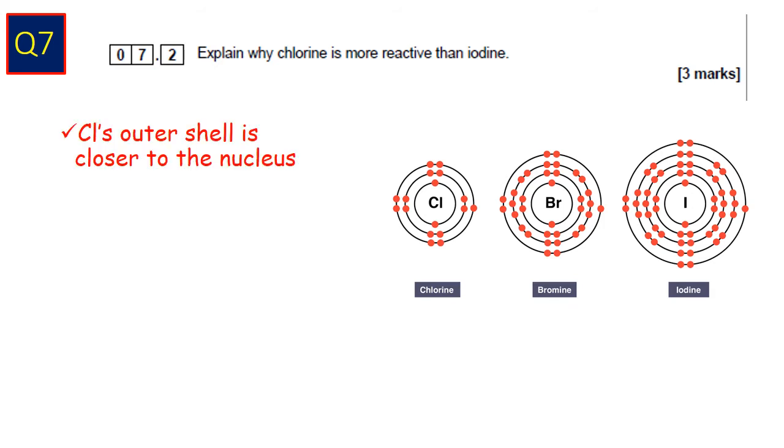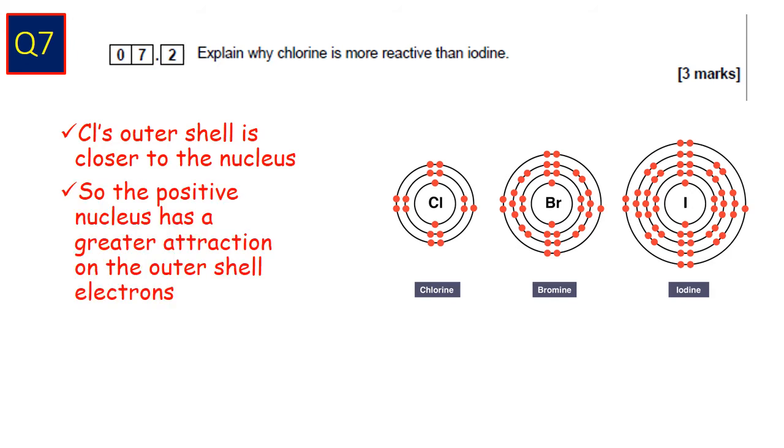So, what can we say about chlorine? Chlorine's outer shell is closer to the nucleus. And the nucleus, being positively charged, has a greater attraction on those outer shell electrons. And so that makes it much easier for it to gain an electron.